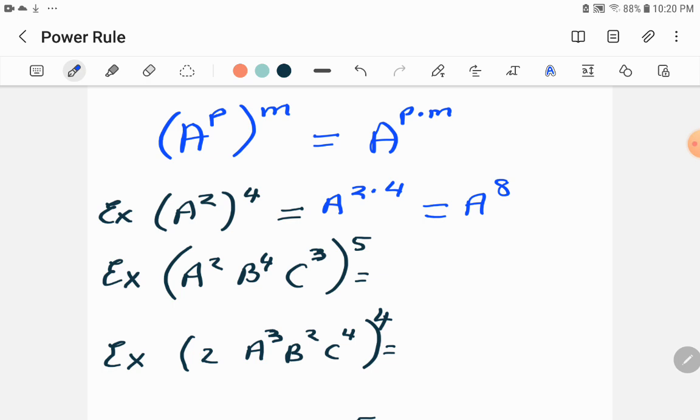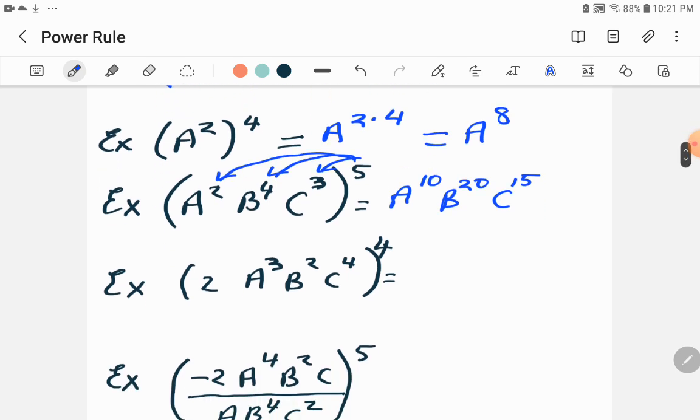In the next example, we have a squared, b to the 4th, c to the third, all raised to the 5th power. So we're going to apply this power to each variable. We multiply 5 times 2, so that becomes a to the 10th. For b to the 4th, we multiply 5 times 4, so that becomes b to the 20th, and c to the 3rd power becomes c to the 15th.